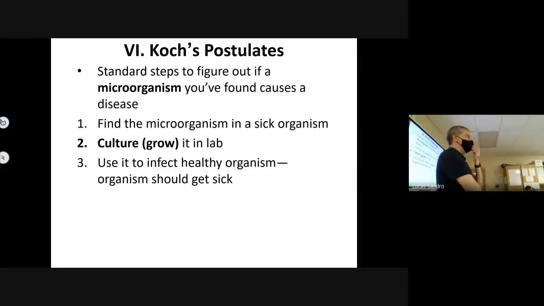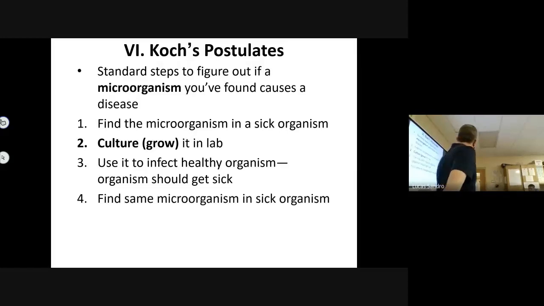Okay, what are you looking for? The green spiky bacterium, right? So you got to find it. You got to find that same microorganism in the blood of the second monkey that was healthy. Now it's sick. It should have a bunch of that microorganism you're looking for. And that's Koch's postulates. It's kind of the, if you want to prove it, that's the standard.